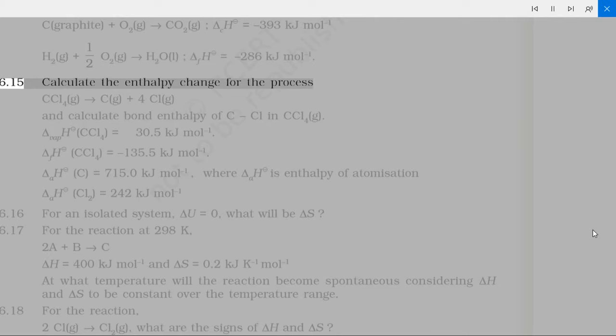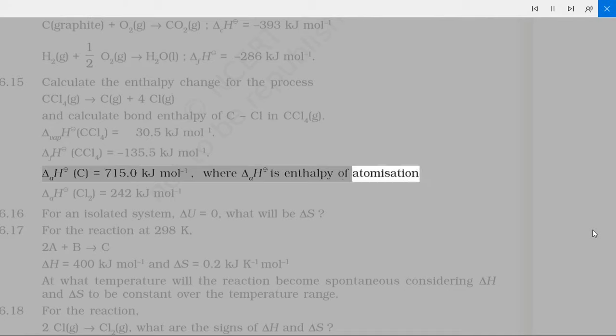6.15 Calculate the enthalpy change for the process CCl4(g) → C(g) + 4Cl(g) and calculate bond enthalpy of C-Cl in CCl4(g). ΔvapH°(CCl4) = 30.5 kJ mol⁻¹. ΔfH°(CCl4) = -135.5 kJ mol⁻¹. ΔaH°(C) = 715.0 kJ mol⁻¹, where ΔaH° is enthalpy of atomization. ΔaH°(Cl2) = 242 kJ mol⁻¹.